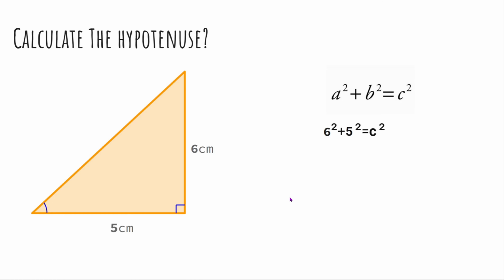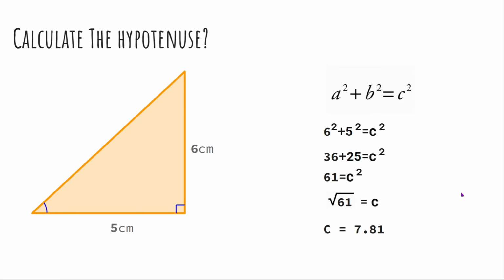6 squared is 36 and 5 squared is 25. So we're going to do 36 plus 25 equals c squared. It's going to be 61 equals c squared. So the opposite of squaring is the square root. So we're going to do the square root of 61, which is going to equal c. So the square root of 61, if you put it on a calculator, you're going to get 7.81 to 2 decimal places, which will be the value of c.